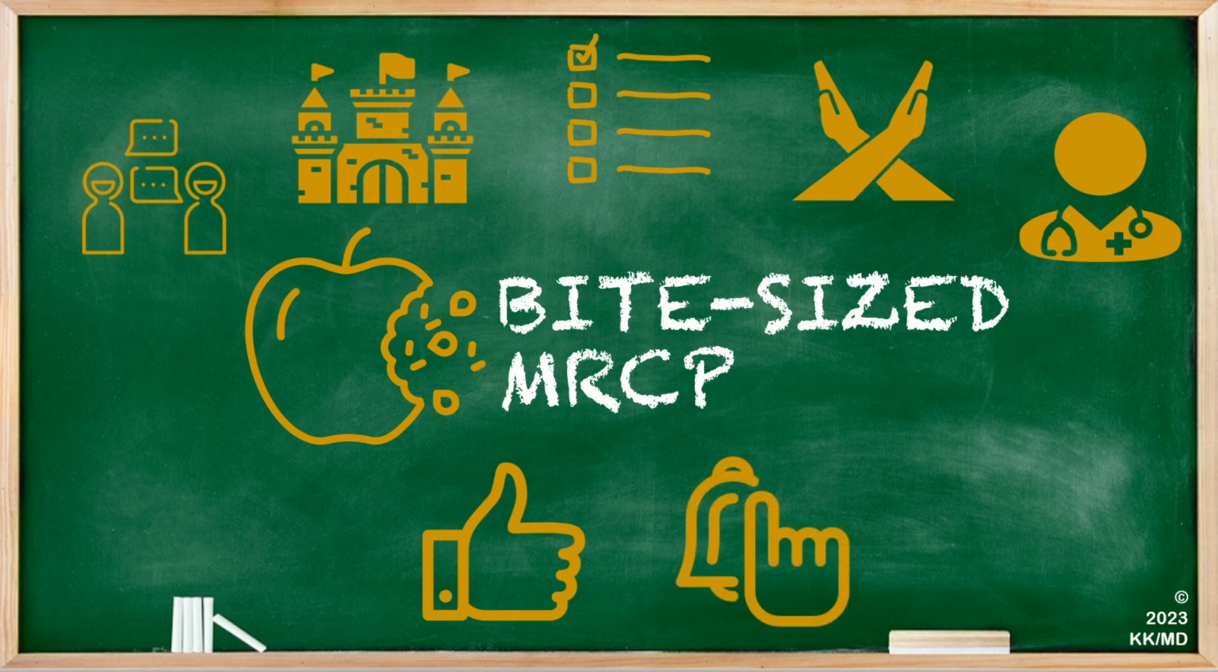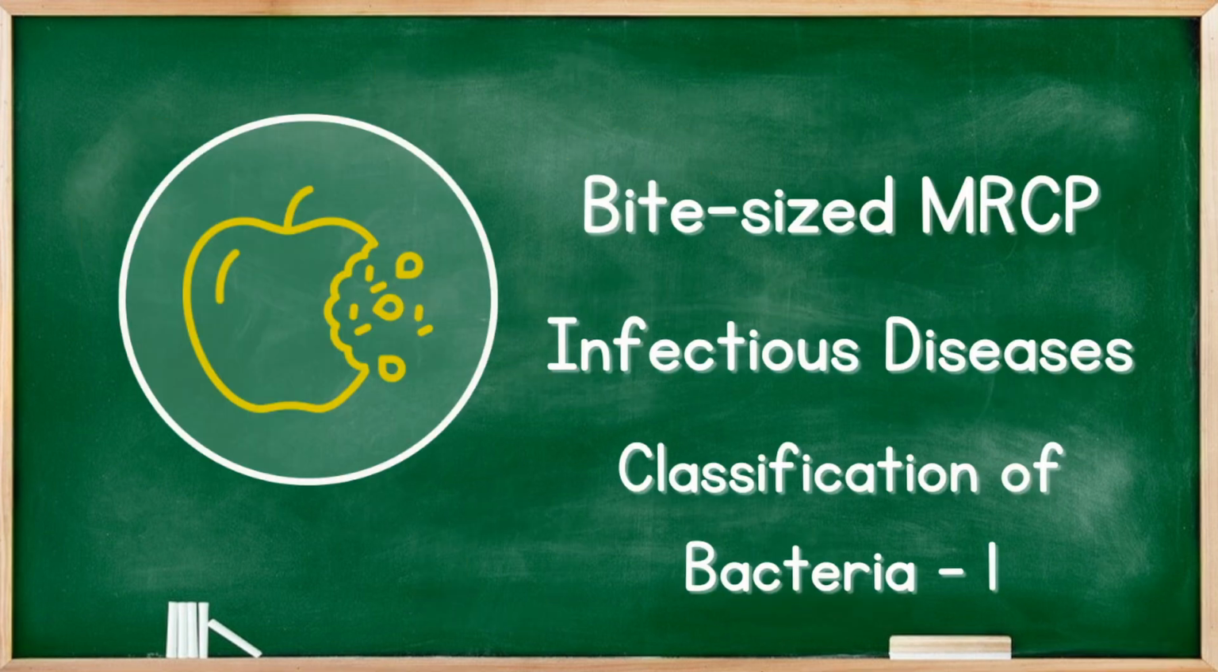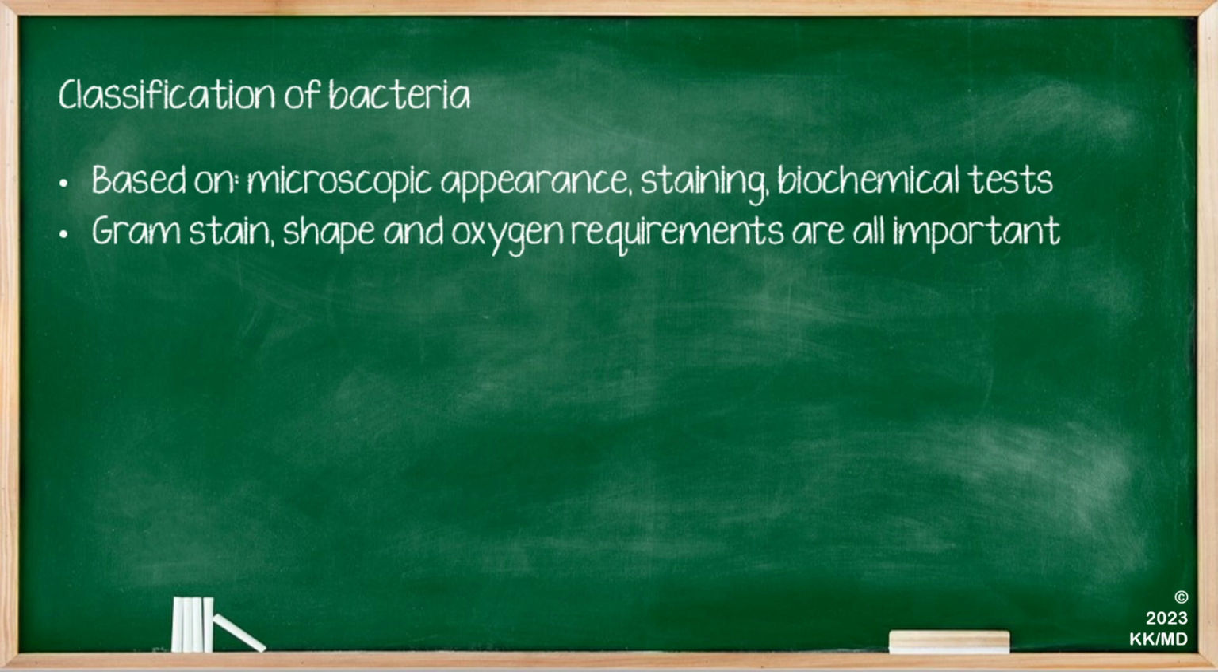Now, without further ado, let's get into today's topic, which is our new series on infectious diseases. And for the next 2 episodes, we will be talking about the classification of bacteria. So the classification of bacteria is based on several things, including microscopic appearance, staining, such as gram staining, and other biochemical tests as needed. Gram stain, shape, and oxygen requirements help in deducing which class of bacteria the organism falls into, and that has implications for its pathogenesis and also its treatment.